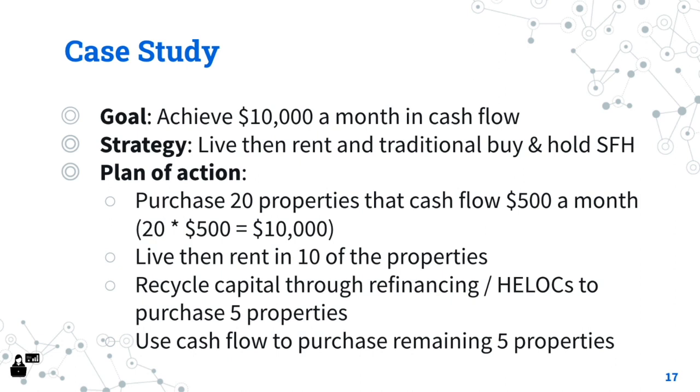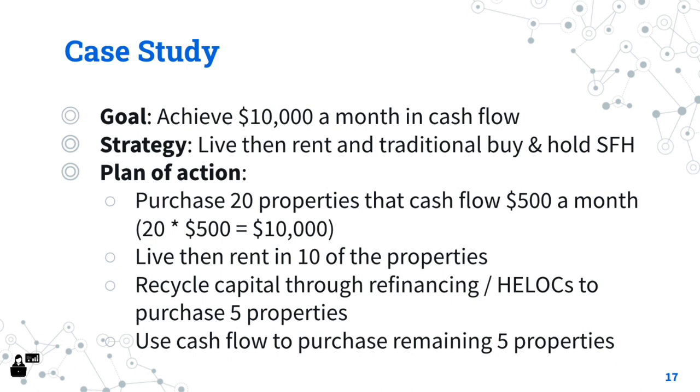Well, after 10 years, our equity has likely increased via appreciation and our monthly loan payment towards the principal. We can tap into the equity of the home. We will recycle the capital within our current investment properties by refinancing. This will allow us to purchase 5 more properties at 20% down. We will use cash flow to purchase the remaining 5 properties.